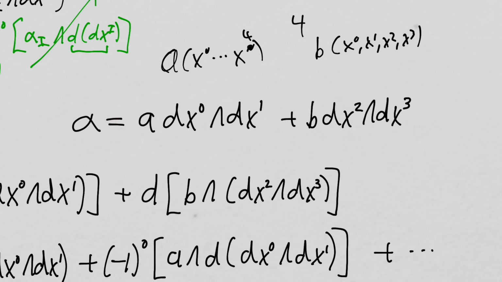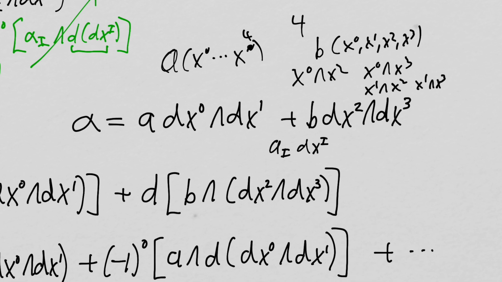And that is in the form of alpha I dxi, right? It's because we've indexed things correctly, right? 2 is less than 3, 0 is less than 1. And it just so happens that the other combinations that are allowed, x0 wedge x2 and x0 wedge x3, and x1 wedge x2 and x1 wedge x3, those coefficients are just 0 in this sum. Those alpha i's are 0.